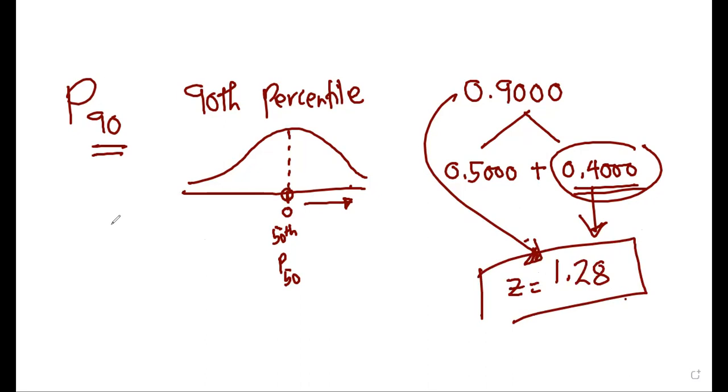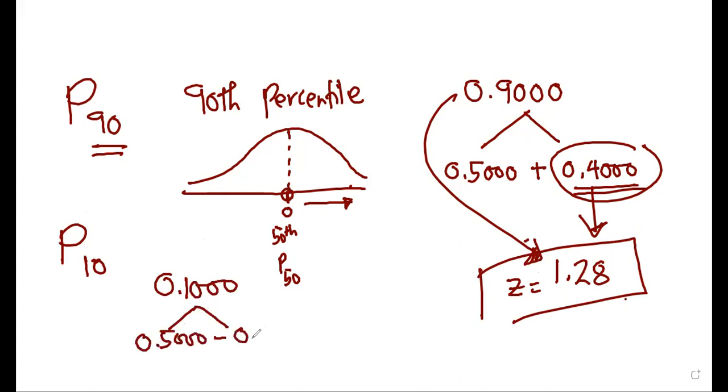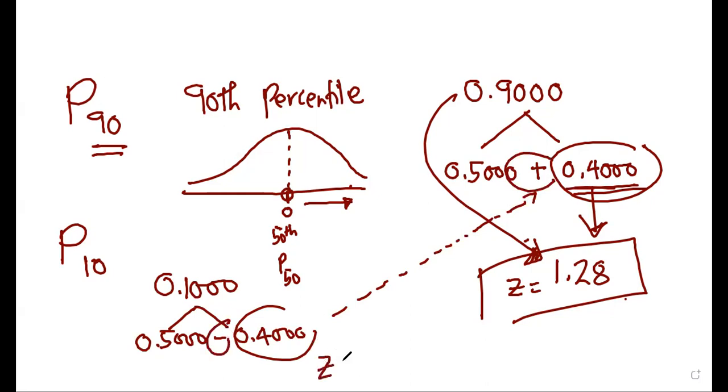Now, what if we are looking for P10? If you're looking for percentile 10, then that would mean 0.1000. It's 0.5000 minus 0.4000. If you check, they are just the same, right? The only difference is one is addition and the other is subtraction. Therefore, we will have the same answer, 1.28. But since 0.1000 is below the mean, our z-score will be negative.